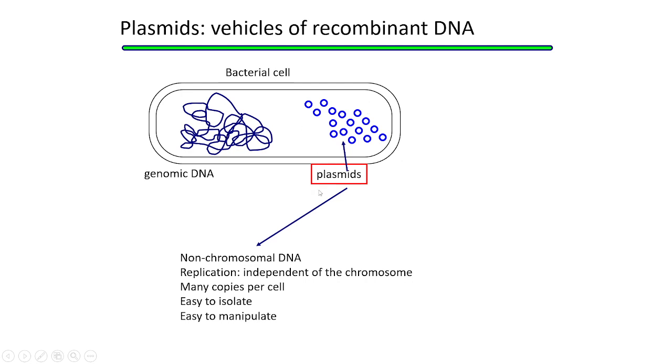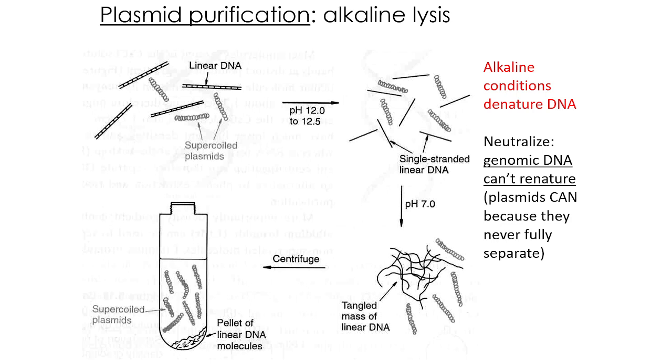These are non-chromosomal DNA, and they undergo replication which is independent of the chromosome. So there are many copies per cell, and these are basically easy to isolate and manipulate. So how do we purify these plasmids?